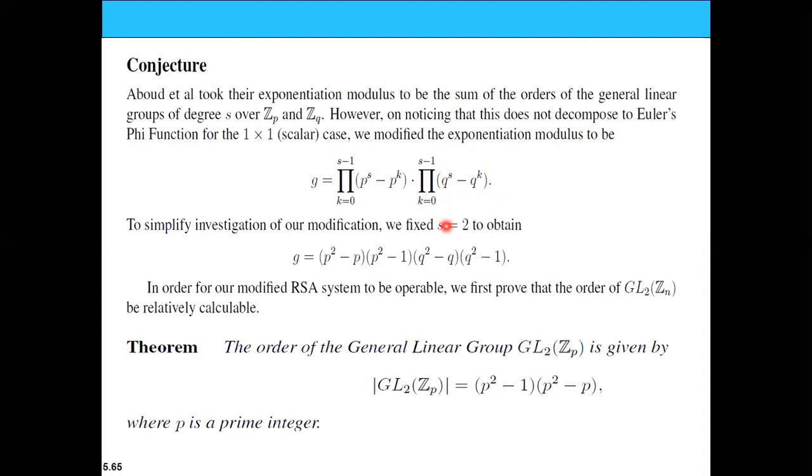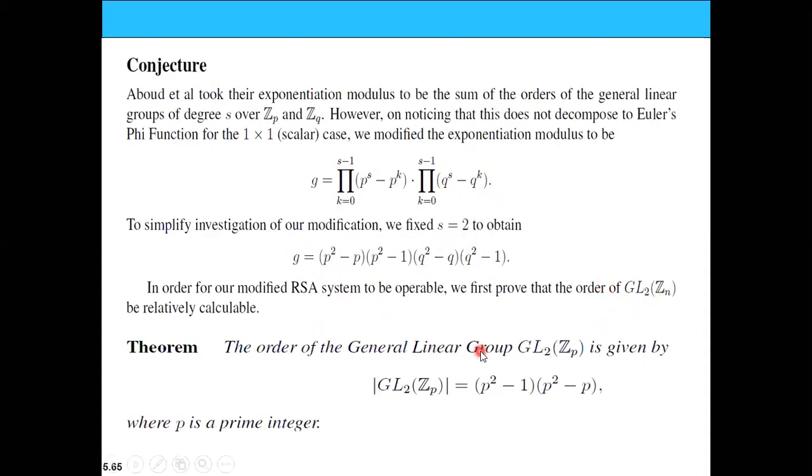So if I select S as 2, meaning 2 by 2 matrices, in that case G is like this. So we are going to develop the general linear group over Zn of order 2, meaning how we can extend our RSA to GL over Zn.